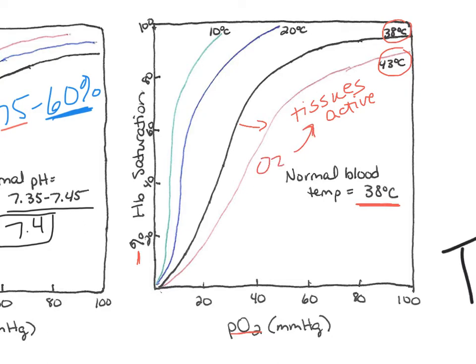On the other side, if the temperature in the blood goes down, here from 38 degrees Celsius to 20 degrees Celsius, the whole curve shifts to the left. That means hemoglobin is going to bind to oxygen more tightly. When the tissue temperature goes down, this indicates that the tissues aren't active, and if they're not active, they don't need oxygen to create ATP. So hemoglobin, instead of releasing oxygen at that tissue, will hold on to the oxygen until it travels to another tissue that is more active and is producing more heat.